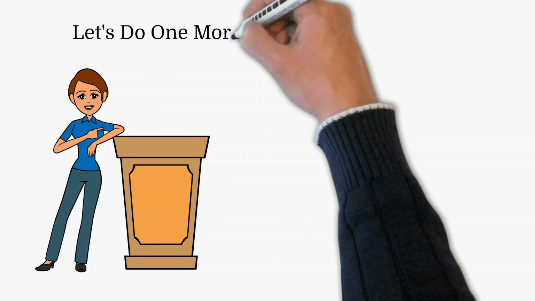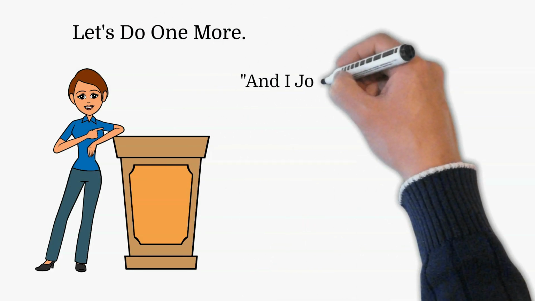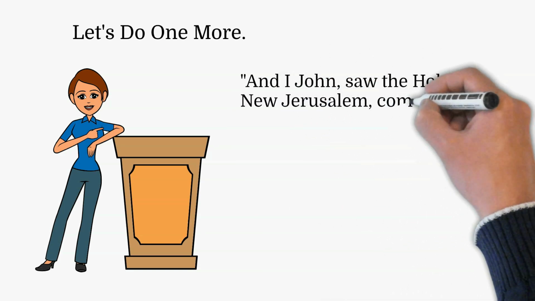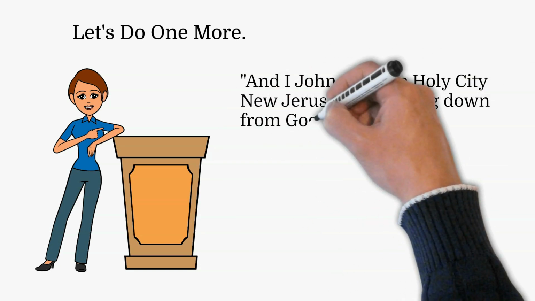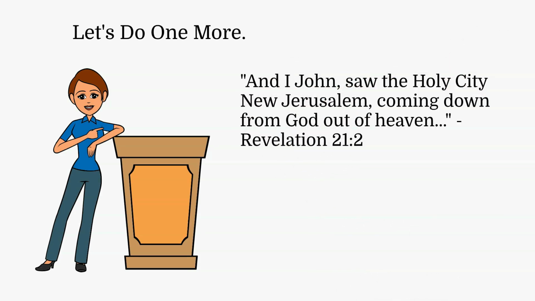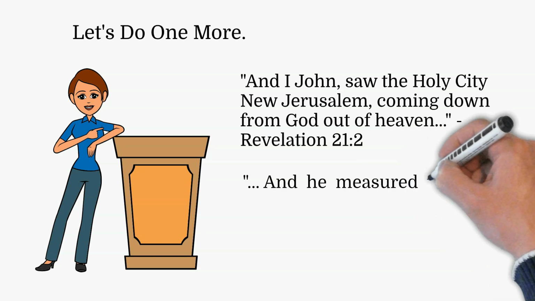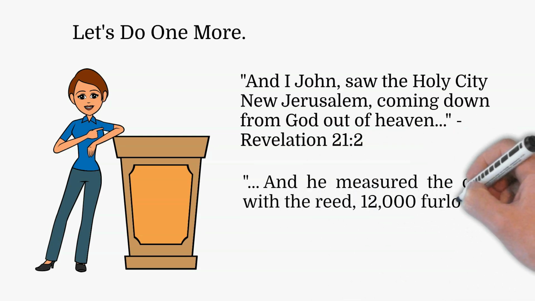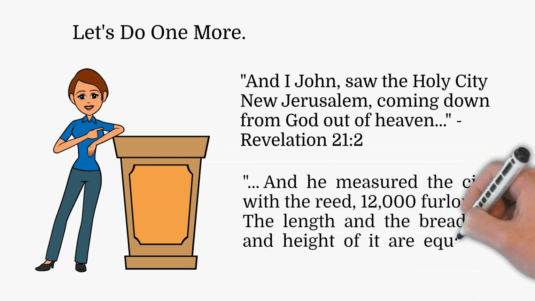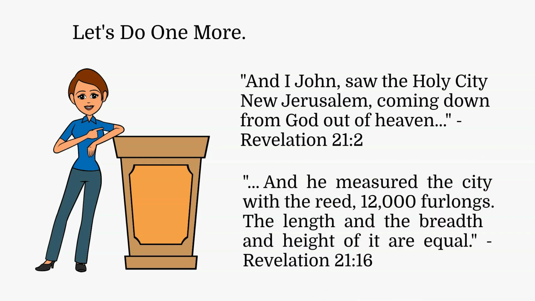Let's try something a bit more involved. "And I, John, saw the holy city, New Jerusalem, coming down from God out of heaven." Revelation chapter 21 verse 2. "And he measured the city with the reed. 12,000 furlongs. The length and breadth and height of it are equal." Revelation chapter 21 verse 16.